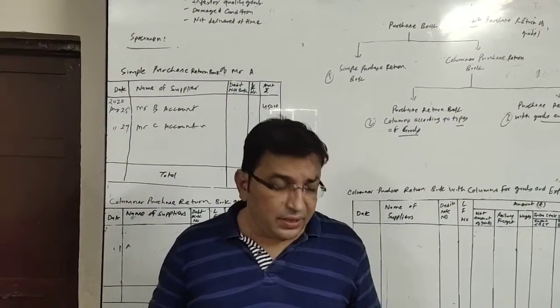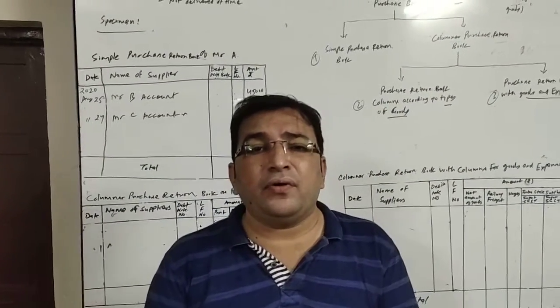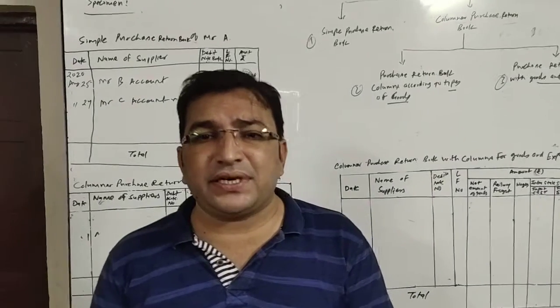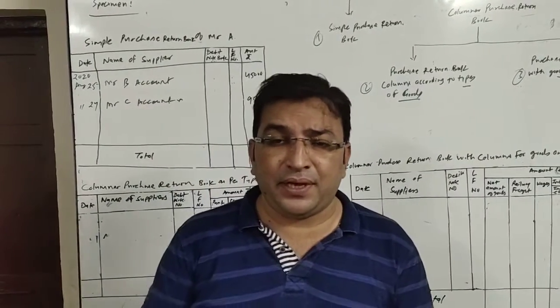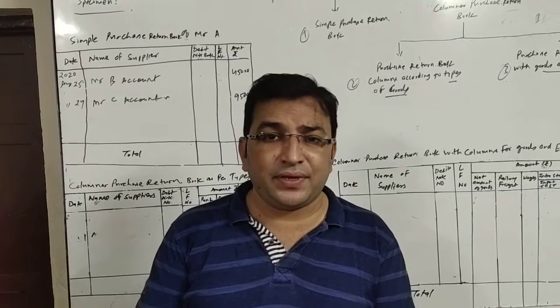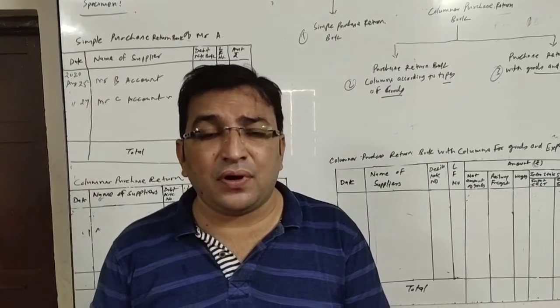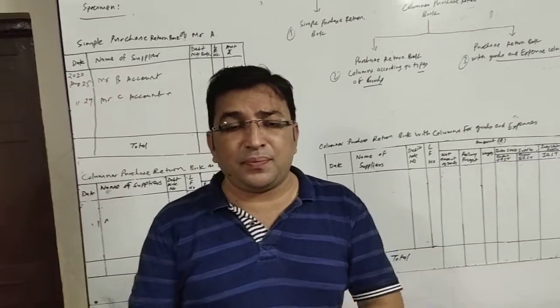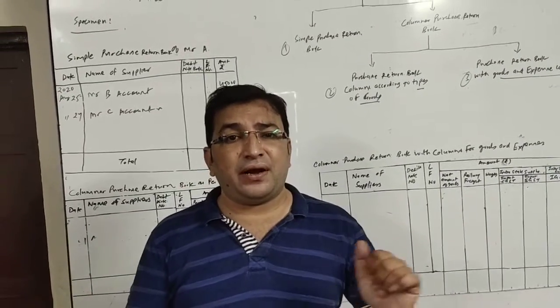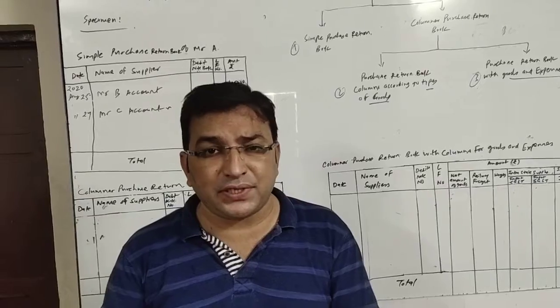Good morning friends. In this video we are going to know about the purchase return book and its specimen, obviously its types. As we have seen, there were three types of purchase book: simple purchase book, columnar purchase book according to types of goods, and according to goods and expense column.